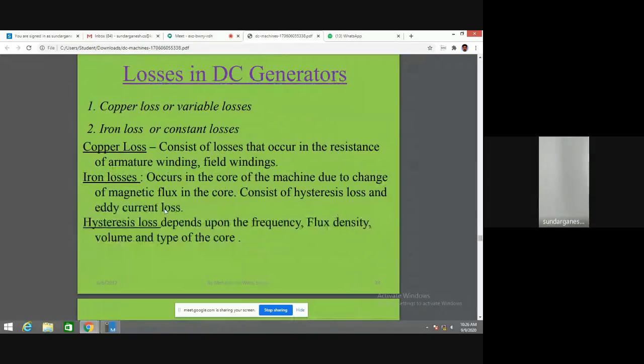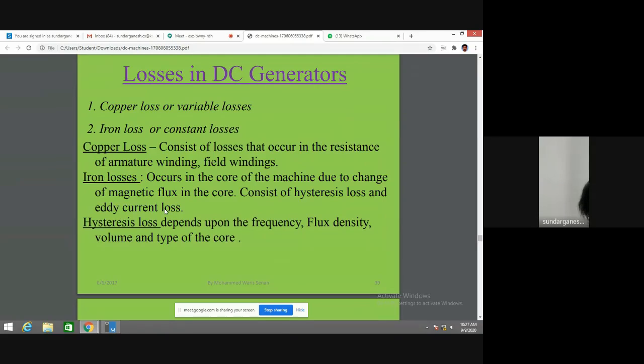There are two losses: one is copper loss and the next is iron loss. Copper loss means, we are using coils, and the coils are made up of copper, so the losses in the copper are called copper loss. It occurs in the shunt or field coil and in the armature coil, so there are two copper losses. When you vary the current in the field or armature, this copper loss also varies, so we call it copper loss or variable losses.